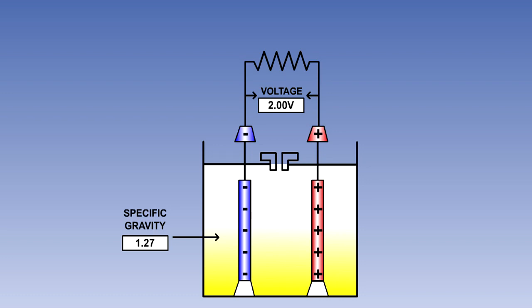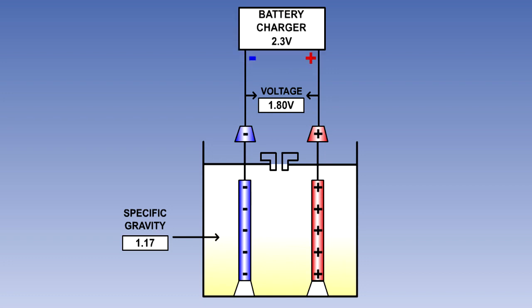When the cell is connected to an external circuit and current is flowing, the acid becomes weaker and its specific gravity falls. The voltage also slowly reduces. When the specific gravity has fallen to 1.17 and the voltage to 1.8 volts, the cell should be recharged. To charge a cell, it is connected to a battery charger, which applies a slightly higher voltage to the cell and causes current to flow in the reverse direction through the cell. The current flow causes the chemical constitution of the electrolyte to change, producing an increase in its specific gravity back to 1.27.